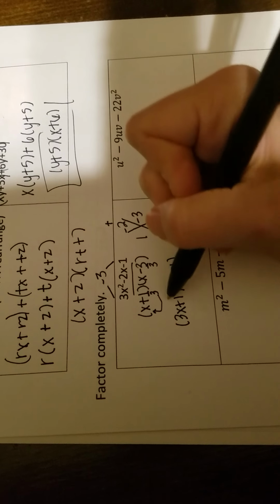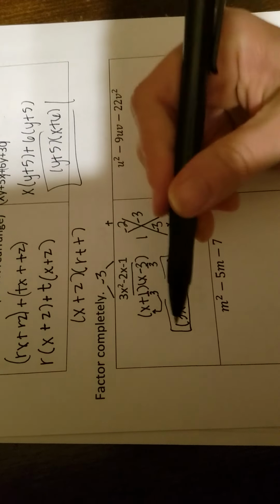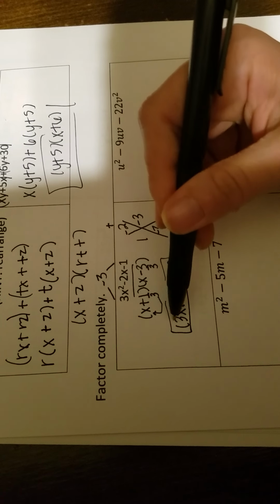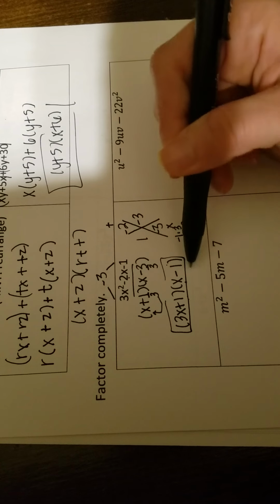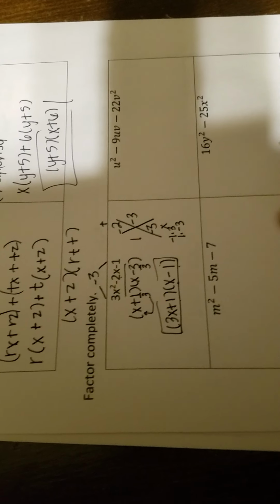So the thing with factoring is you should always be able to take what you get here and multiply back to get what you had. So 3x times x is 3x squared. Minus 3x plus 1x would be -2x, and 1 times -1 is -1, okay?